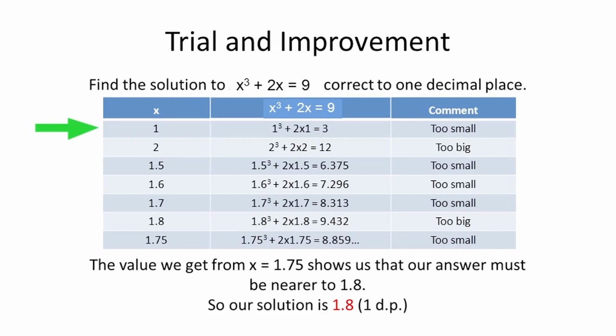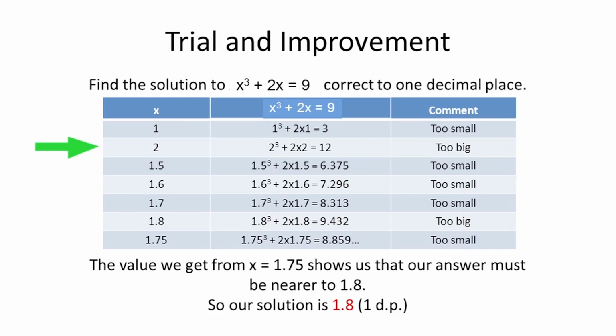Now the first number we're going to try is 1. Always make sure it's a sensible estimate that's not too big and not too small. When we substitute in 1, that gives us 1 cubed plus 2 times 1, which gives us an answer of 3. So our comment for that is that it would be too small. So we'll try the next whole number up, 2. When we substitute 2 in, it gives us 2 cubed plus 2 times 2, which gives us an answer of 12.